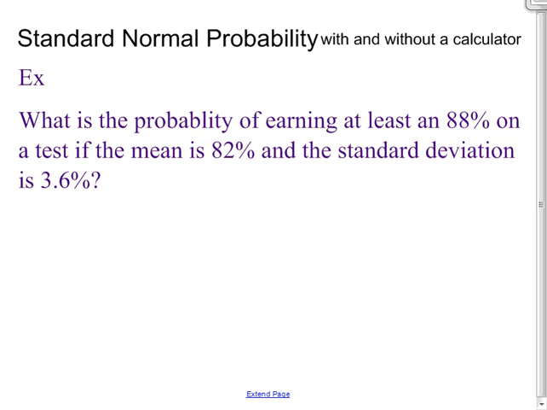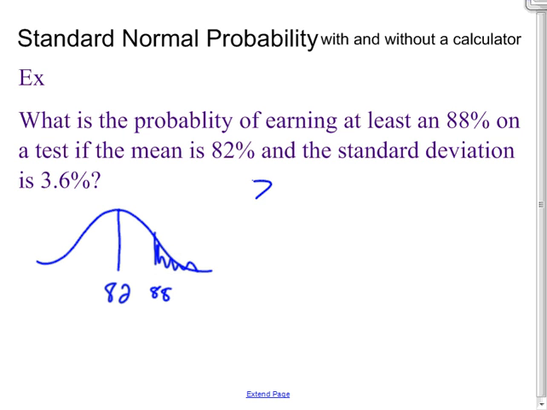we're going to look at what is the probability of earning at least an 88% on a test if the mean is an 82% and the standard deviation is 3.6. So quick recap, my mean is 82%. I want at least an 88, so I want from an 88 on up. So in order to do that, it's not an exact standard deviation away because one standard deviation is 3.6.